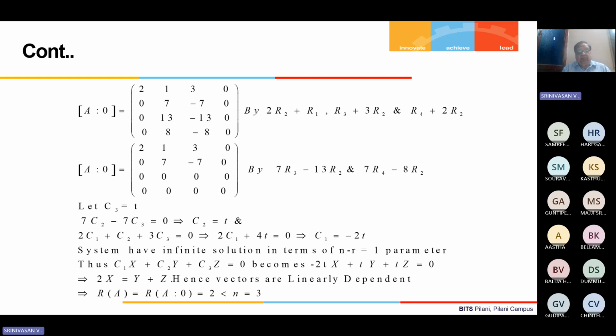So the system becomes minus 2tx plus ty plus tz equals 0, because C1 is minus 2t, C2 equal to t, and C3 equal to t. So the system becomes this. That is, supposing t equal to 1, the simplest value you can give, 2x is equal to y plus z. Hence the vectors are linearly dependent. That is, one vector can be expressed in terms of the other. Or you can even check by giving different values.